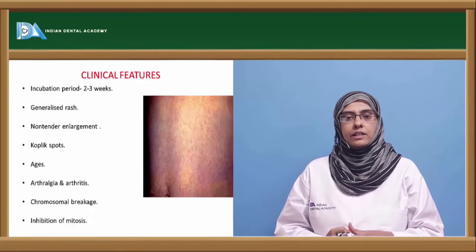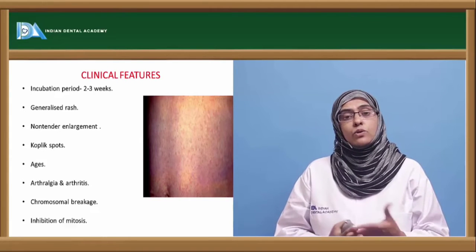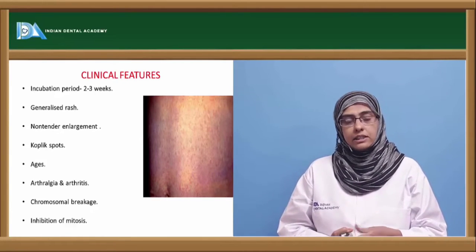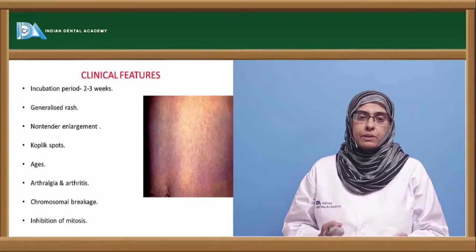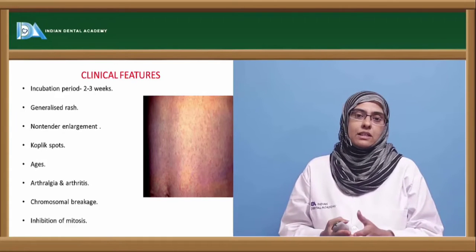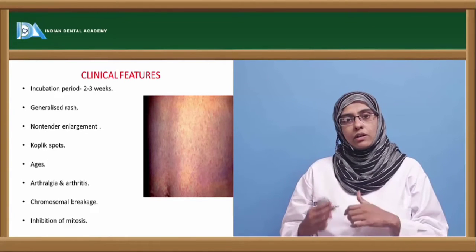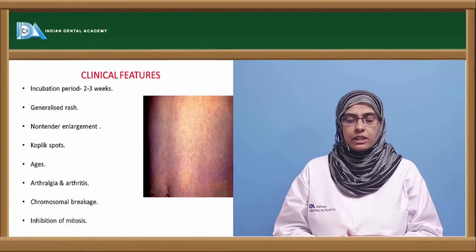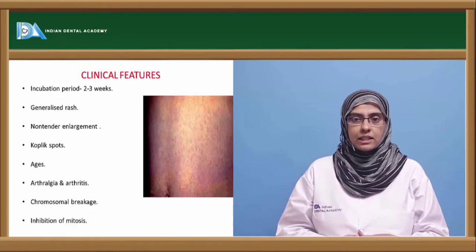And here it involves non-tender enlargement of the posterior cervical nodes. There are no Koplik spots that can be seen as in measles, and the disease usually affects people at the extremes of age, that is either children at a very small age or older persons because of the decrease in immunity. And the other complications associated with this disease are arthralgia and arthritis.